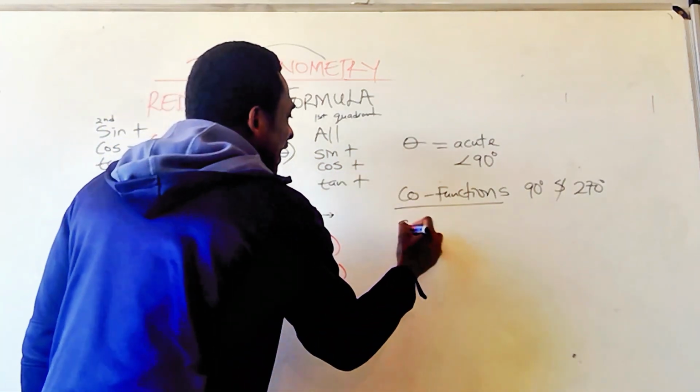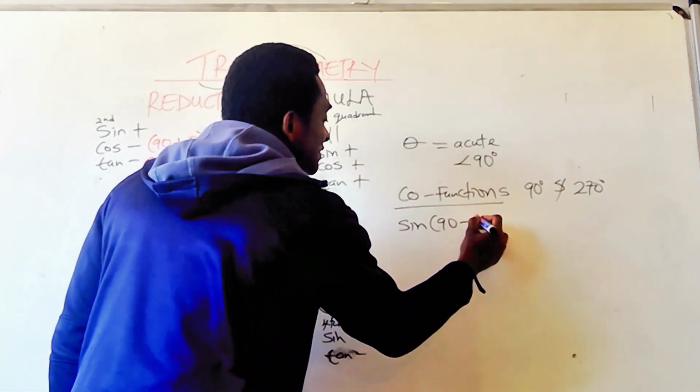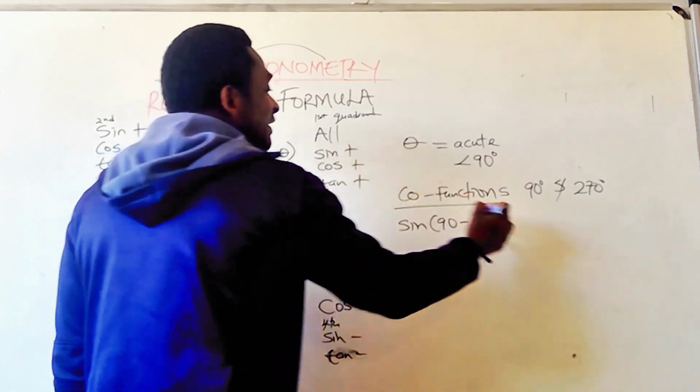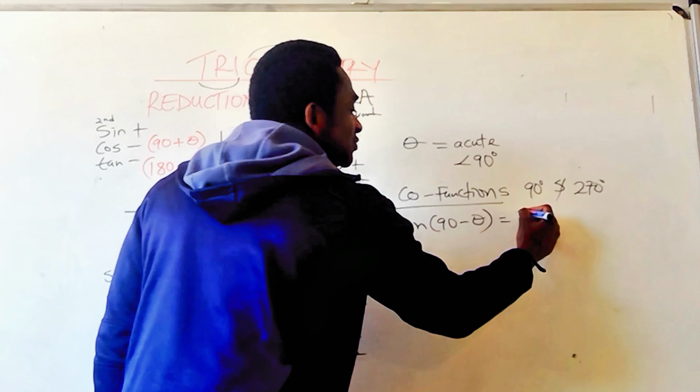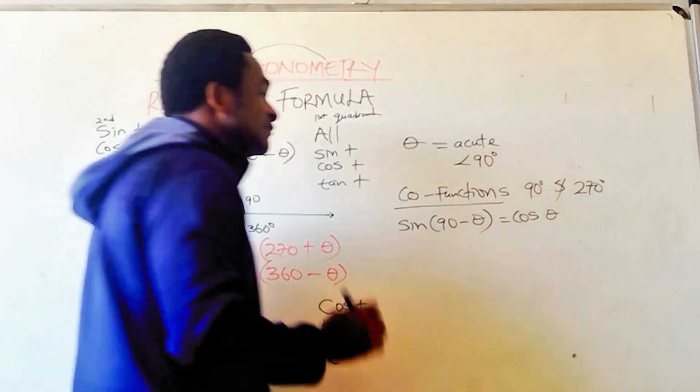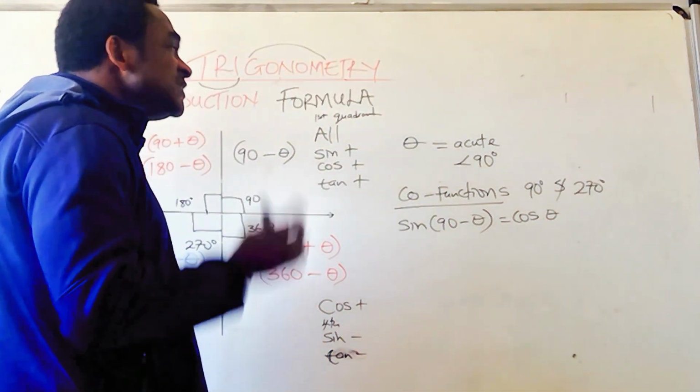Now for sine of 90 minus theta, since it is a cofunction and they are all positive, it takes the sign of the original. The cofunction will become cos of theta. Let's take an example.